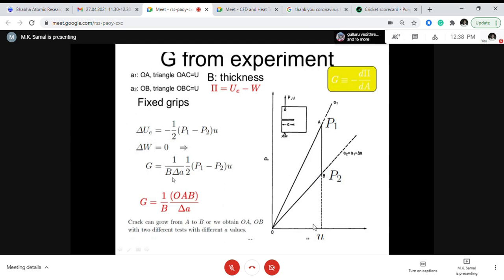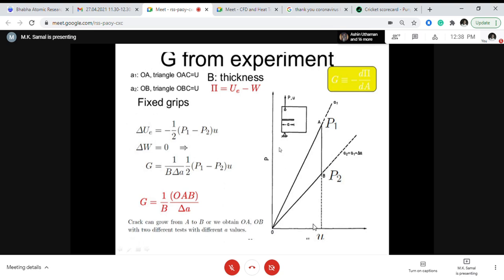That is the product of thickness B and delta A, so we divide by B delta A. So G becomes 1 by B delta A into half P1 minus P2 times u. It is nothing but 1 by B times area OAB by delta A. So OAB can always be estimated. This is one of the methods for the fixed grip.